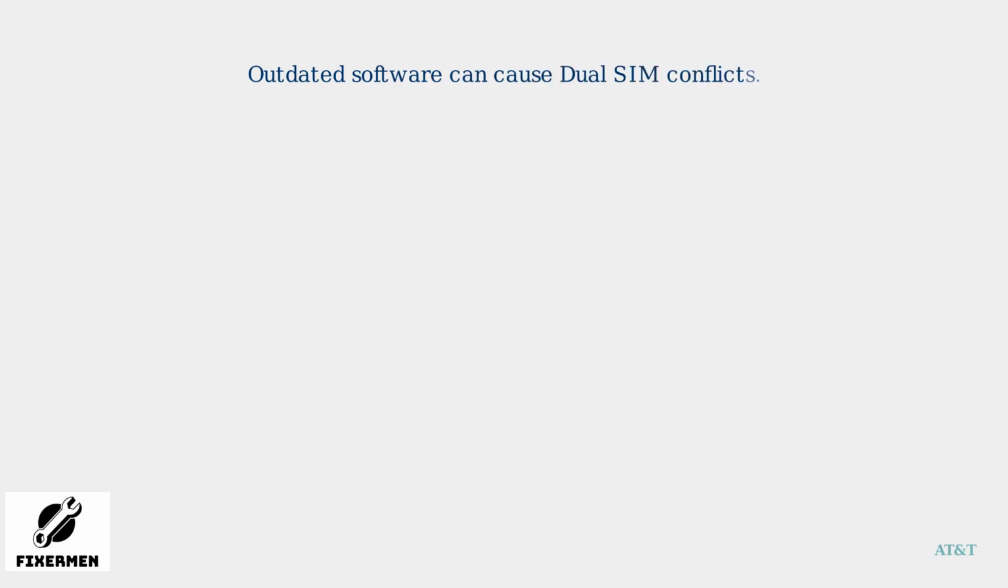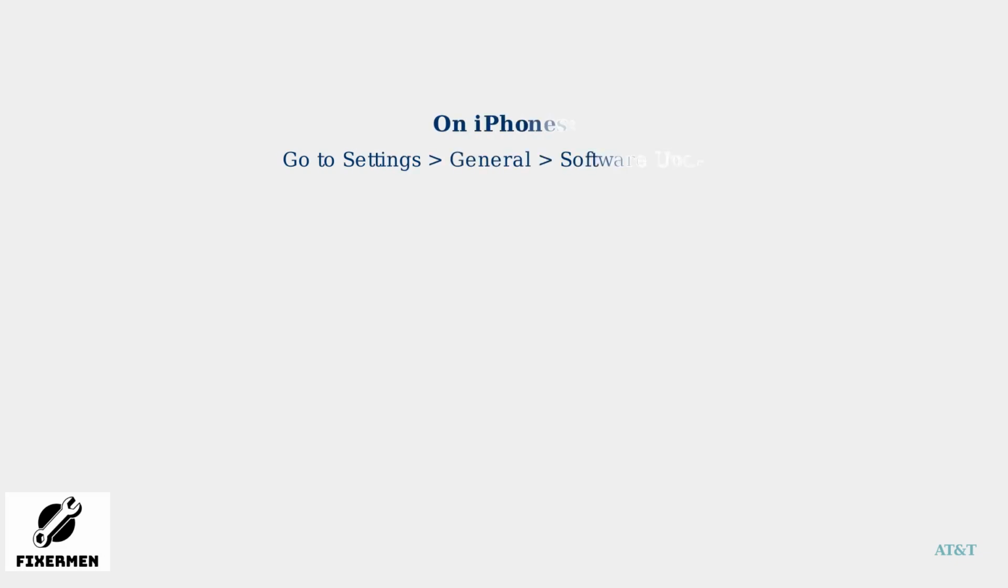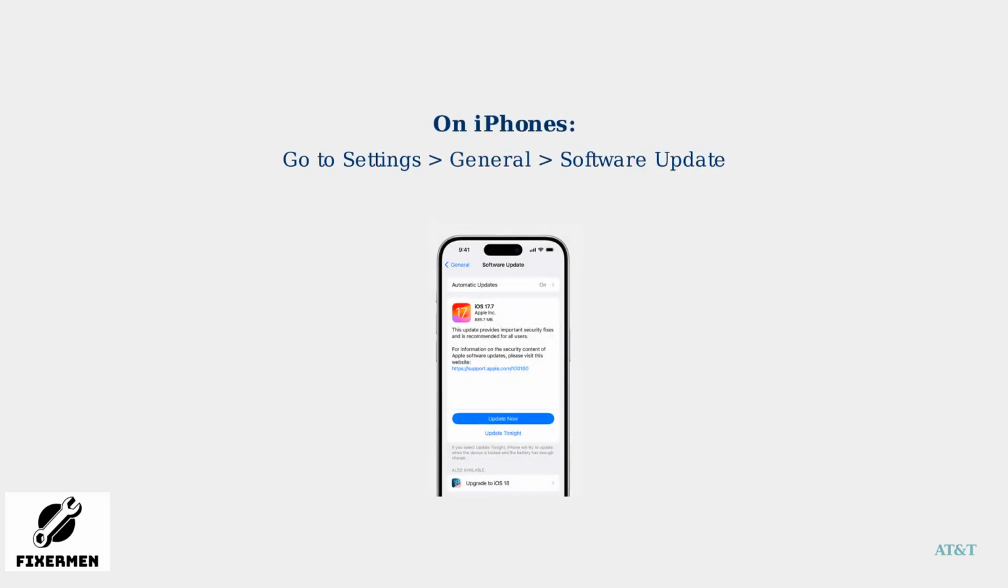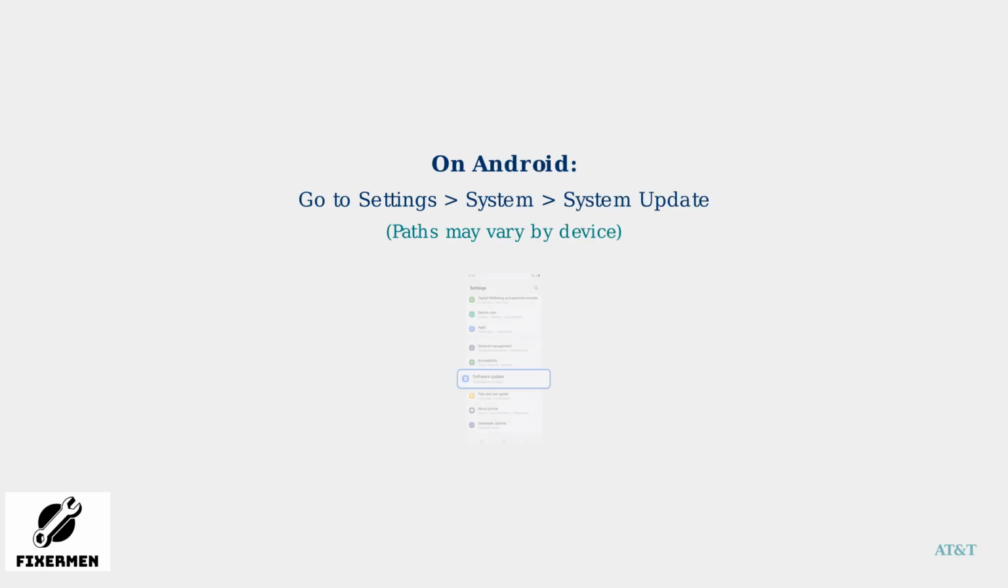Outdated software can cause dual SIM conflicts. Keeping your phone's operating system up to date is crucial for resolving these issues. On iPhones, navigate to Settings, then General, and select Software Update to check for the latest iOS version. On Android devices, go to Settings, then System, and choose System Update. Note that the exact path may vary slightly depending on your device model.